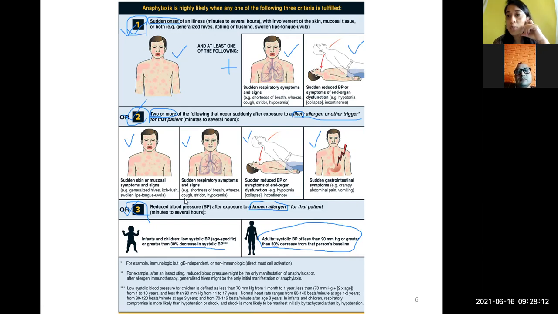Yes, and to add upon Mo's statements, I would like to highlight that even the dermatological manifestation may not be present. Whenever we think of anaphylaxis, we always think that the patient must have urticaria and other dermatological manifestations. But for criteria 2 and criteria 3, that may not be present.